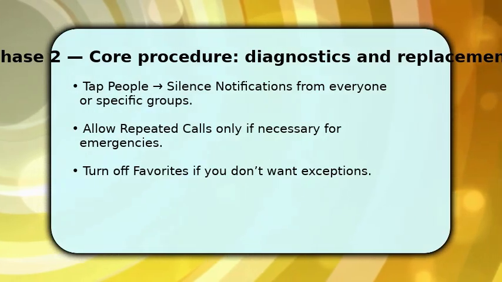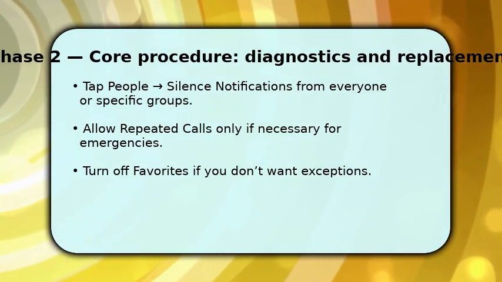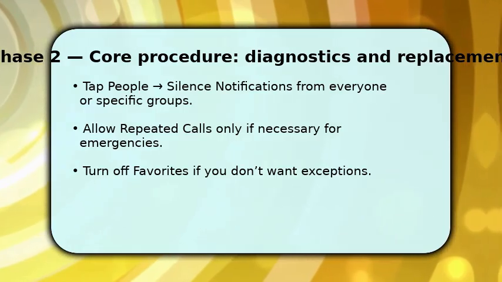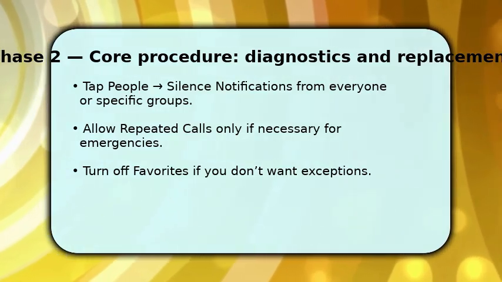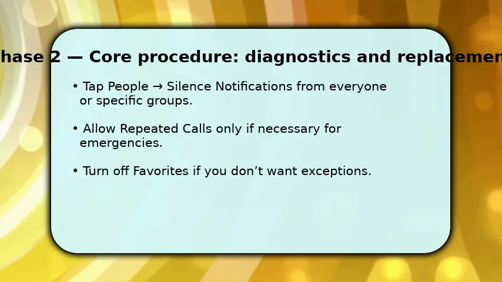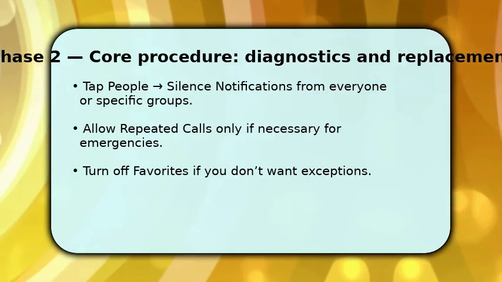Next, you refine who can reach you so only intended callers get through. In Do Not Disturb, tap People and remove favorites or groups you don't want to bypass the silence. If you must permit an emergency, enable Allow Repeated Calls. Two calls within 3 minutes will ring, otherwise switch it off.